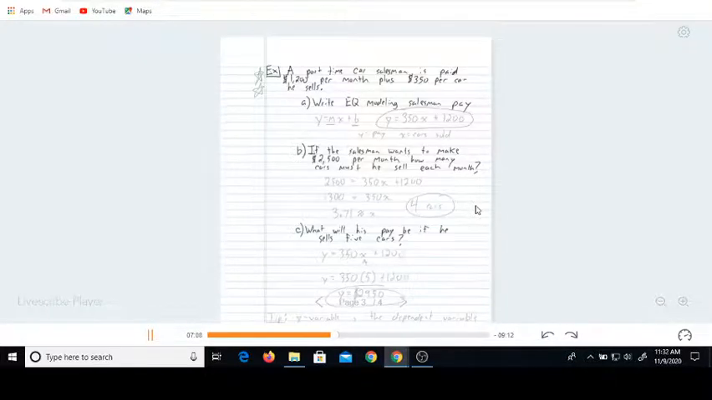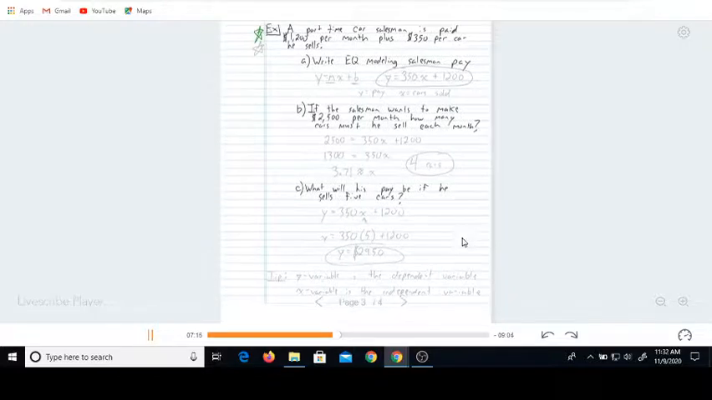So here we've got a part-time car salesman. He's paid $1,200 per month plus $350 per car he sells. Write an equation modeling pay. So we know it's a fixed rate. He's going to get the same amount of commission for the first car he sells as he does for the 10th, 12th, 13th car that he sells. So it's a linear equation.